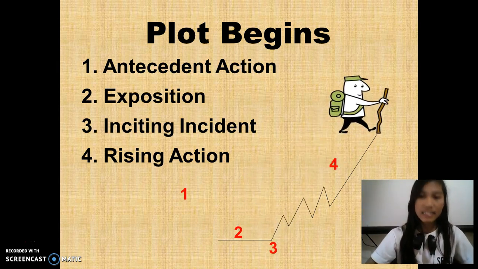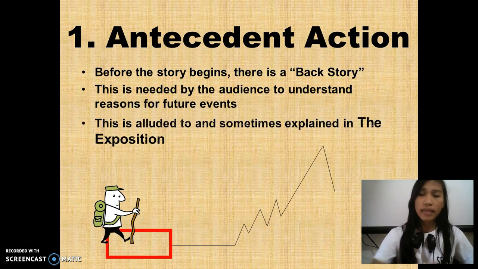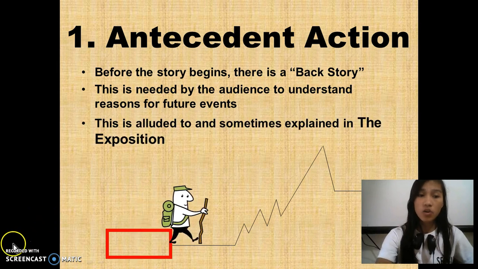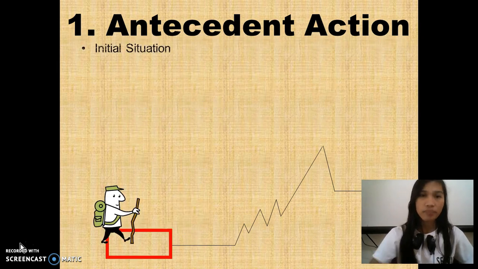What is antecedent action? Before the story begins, there is a backstory. This is needed by the audience to understand reasons for future events. This is alluded to and sometimes explained in the exposition. So in the story, what is the antecedent action?